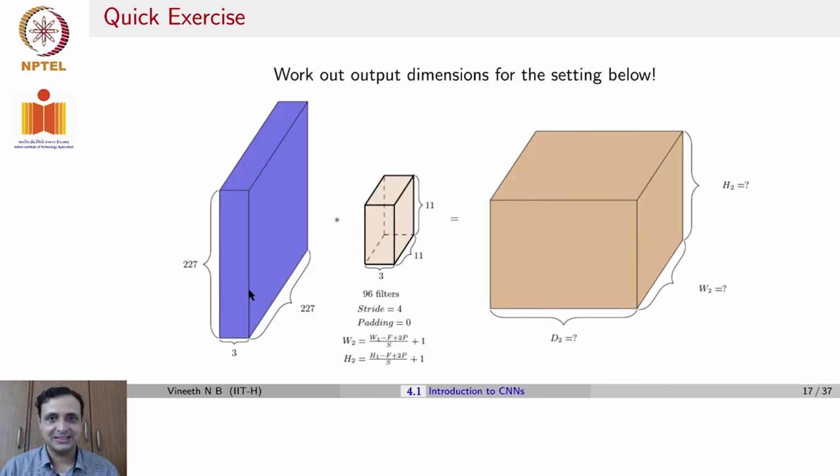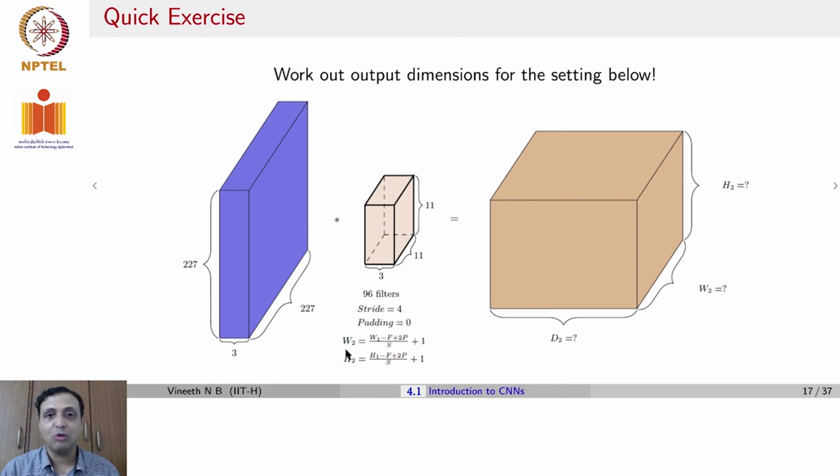Let's try to work out an exercise so you're clear about this. Let's consider this input to be 227 cross 227 cross 3. Let's assume that your filter size is 11 cross 11 cross 3. Let's assume that we are going to use 96 such filters. These numbers have a purpose which will probably be clear to you a couple of lectures down, but take these numbers for now as they are. You have 96 such filters. Let's assume a stride of 4 and a padding of 0, no padding.